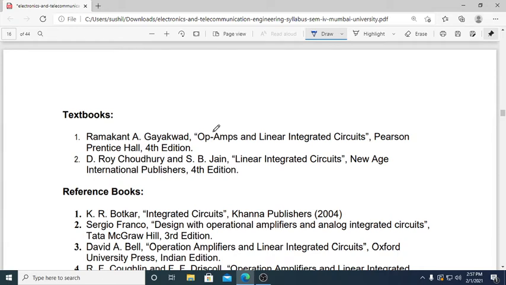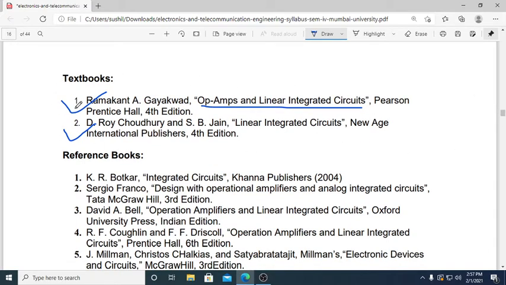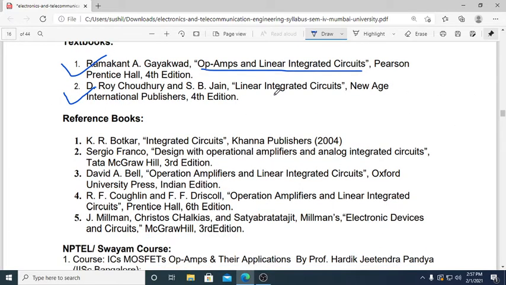Which textbook should you refer? Ramakant Gaikwad is the best book on linear integrated circuits. You can purchase this book because it will be useful for your further education and knowledge. And the second is D. Roy Choudhury and S. P. Jain, Linear Integrated Circuits, New Age Publication. Both these books are there in our library, so you can use both.